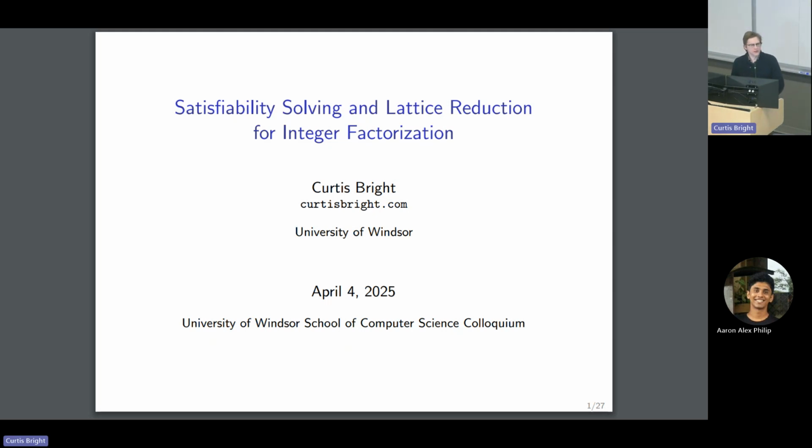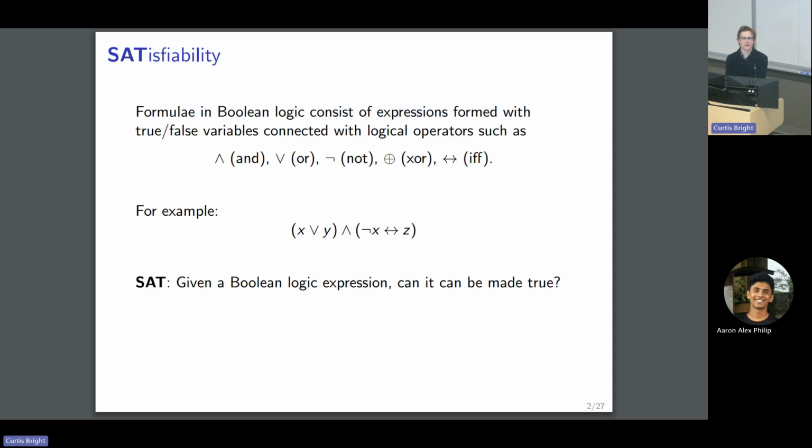Okay, so today I'll be talking about research in SAT solving and lattice reduction for a cryptographic problem called integer factorization. This work is actually appropriate for this audience because it was based on a master's thesis from last year by Yameen Ajani. He graduated, and he now has a developer position in the government. Next slide. Okay, so who here knows what the SAT problem is?